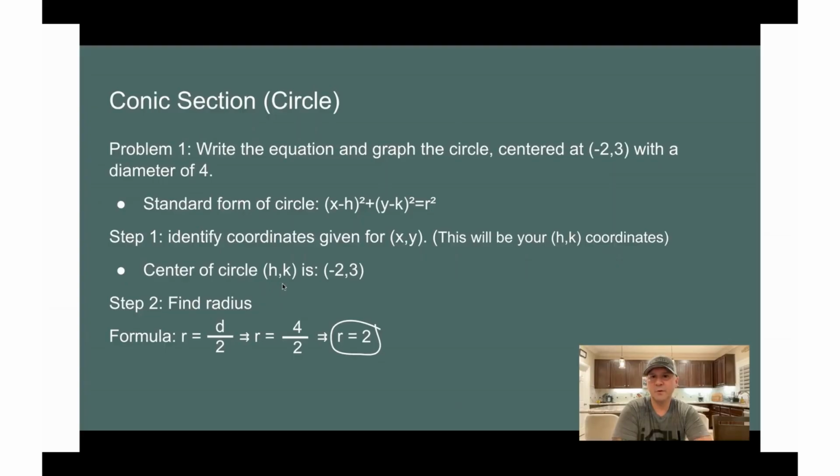The center of the circle (h, k) is going to be -2 and 3, which is also given here in our question. Step 2, you want to find the radius, and the formula for the radius is r for radius equals d/2, with the diameter given here in our question as well. So diameter is 4/2. r equals 4/2 becomes r equals 2. So our radius is going to be 2.